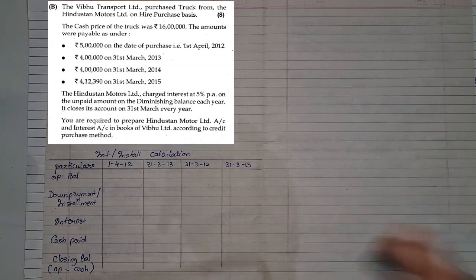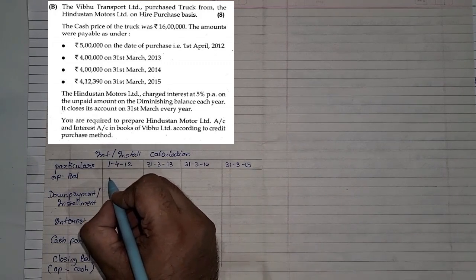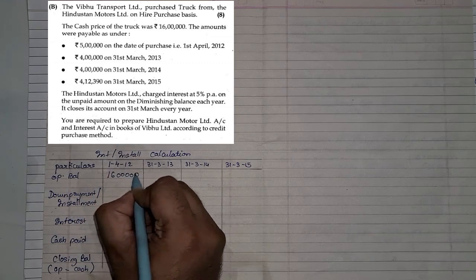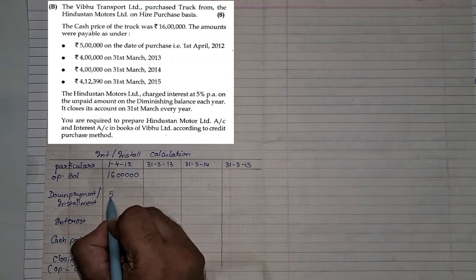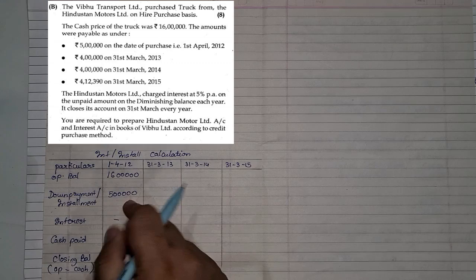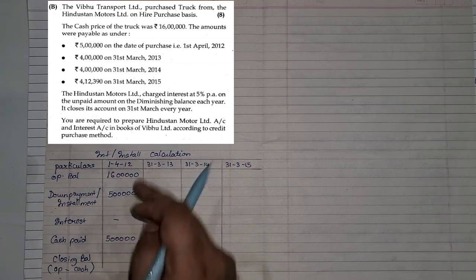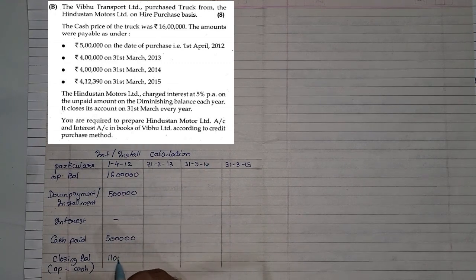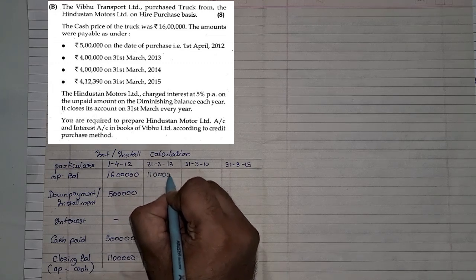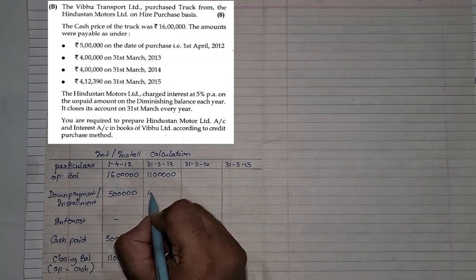Now opening balance will be the cash price of the truck. Okay, now in this they are giving you the cash price was 16 lakhs. So I'll note down this as 16 lakhs. Down payment, yes, there was a down payment of 5 lakhs at the start of the year. There was no interest at the start. Whenever down payment is made, there will never be an interest. So your cash paid is 5 lakhs. So 16 minus 5 is 11 lakh. That is a closing. Last year closing will become current opening. Now installment. The first installment which was paid was 4 lakhs.